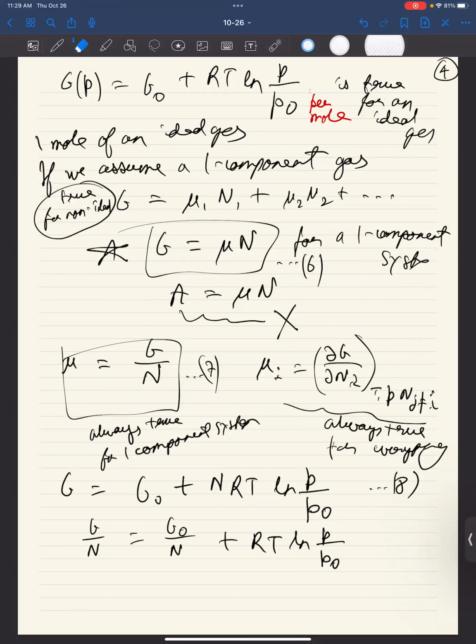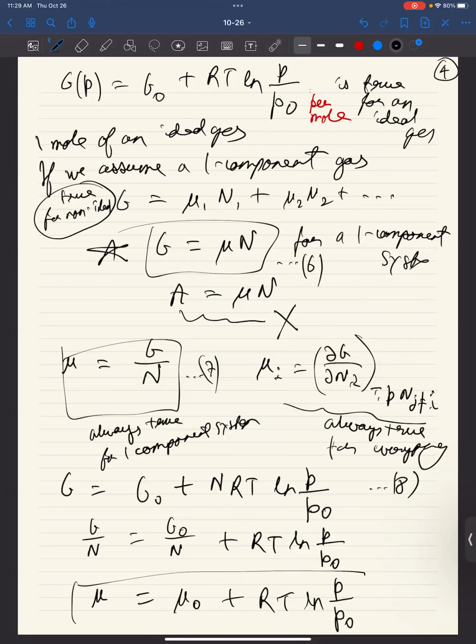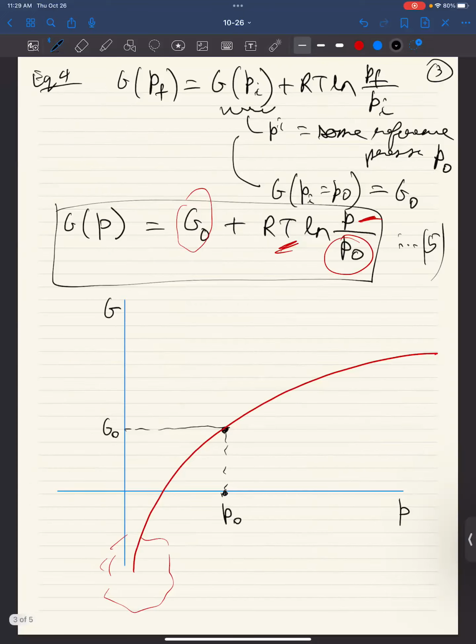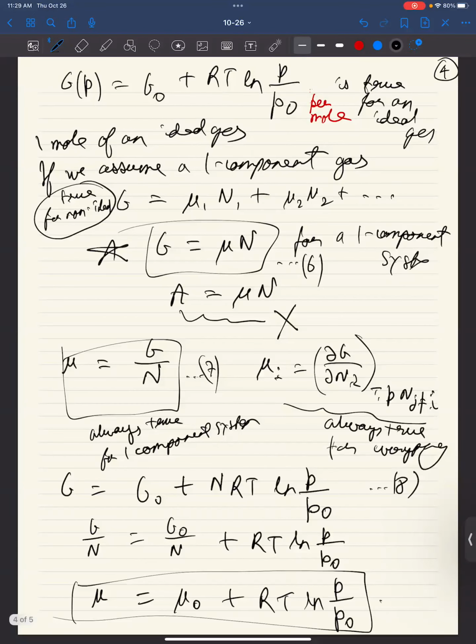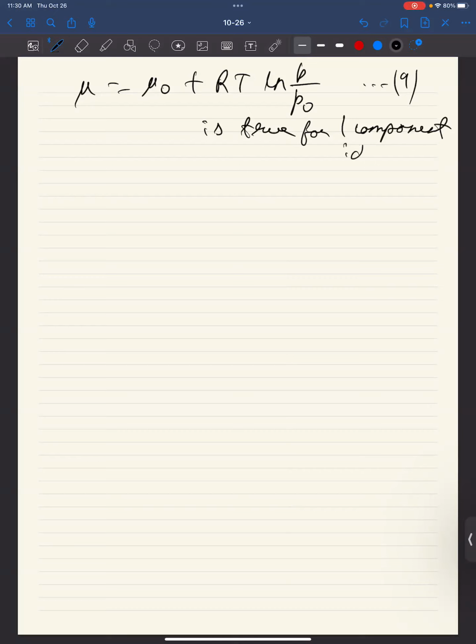Also, I wrote G naught by N naught. That does not make sense. It's just G naught by N. So this becomes mu, and G naught by N we can write as some mu naught. It's the same thing at some reference pressure. So mu is equal to mu naught plus RT ln P by P naught. This equation is equivalent to equation 5 for an ideal gas one component system. I'll write it down on the next page again. So mu is equal to mu naught plus RT ln P by P naught, equation number 9. It is true for one component ideal gas. Everyone happy with this?